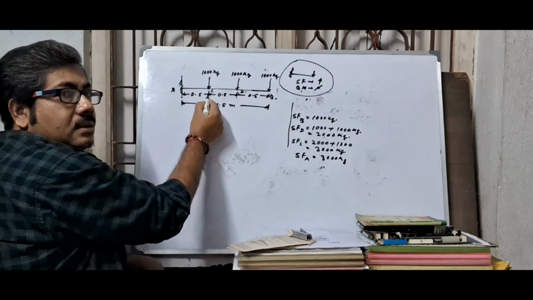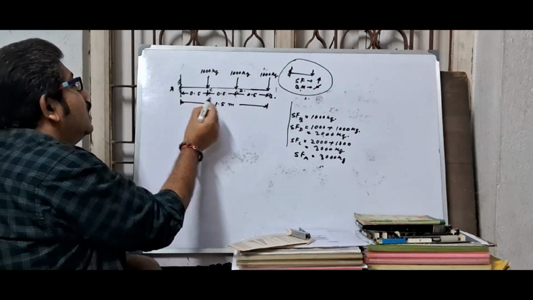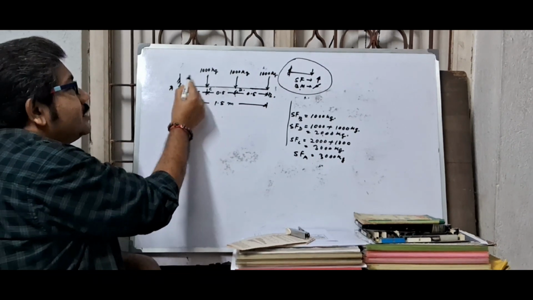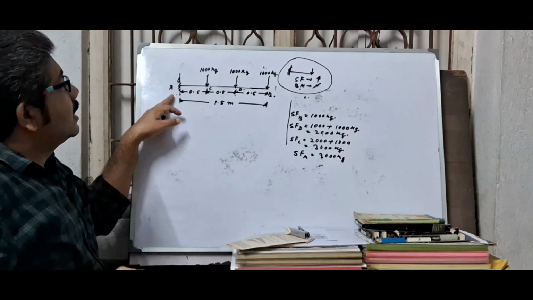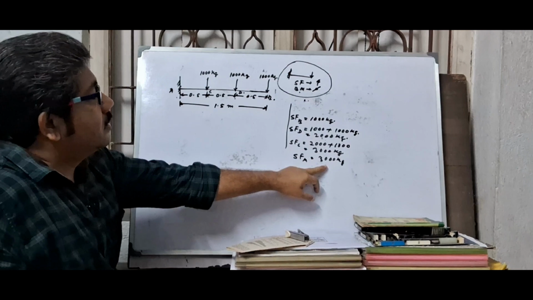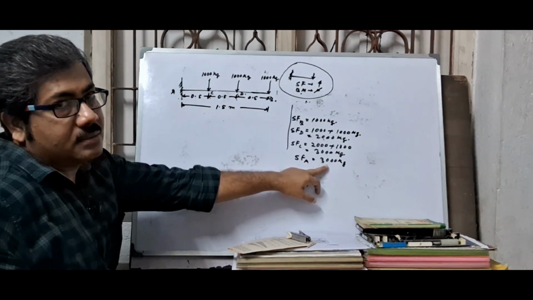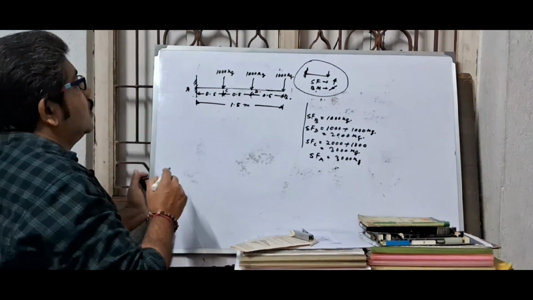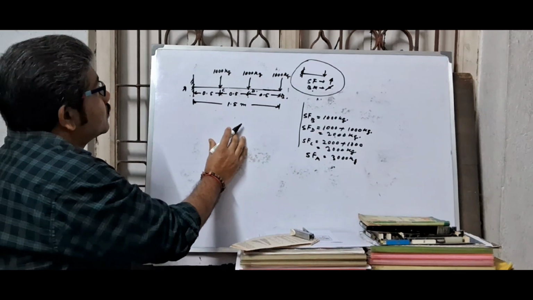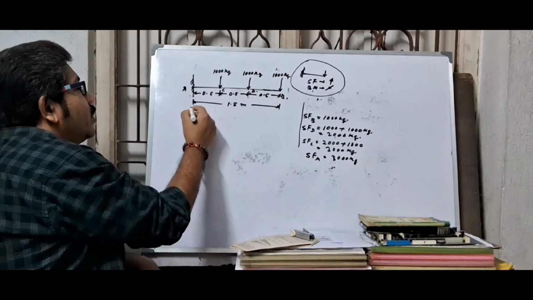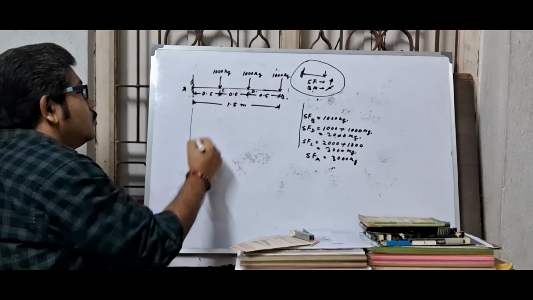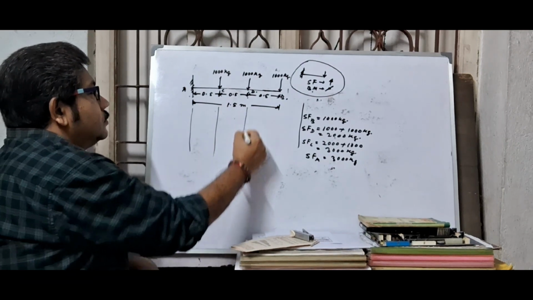Up to point C, and from C to A there is no load. That means here at point A this is 3000 kg. Now draw the SF diagram. From all the points, first of all draw projection lines.